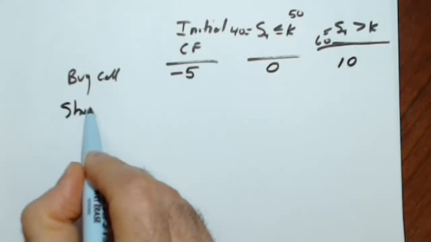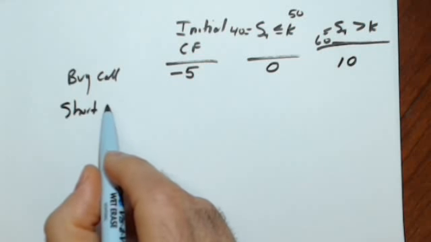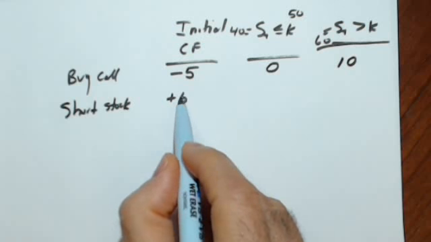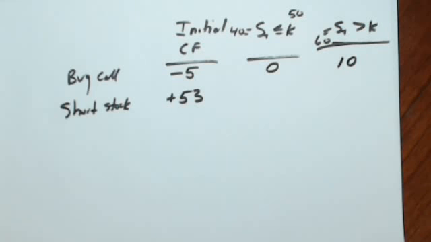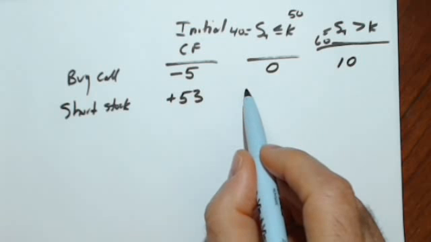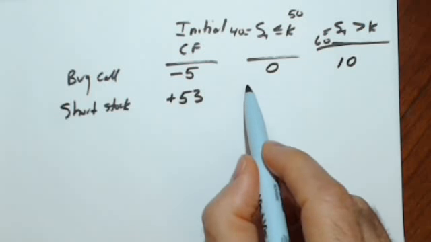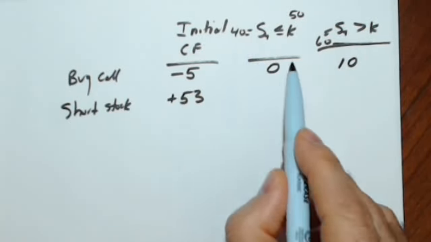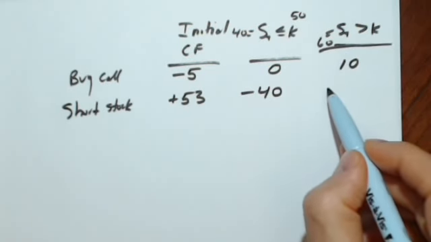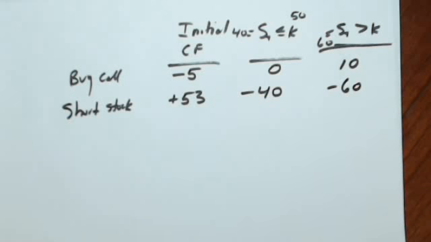We want to short the stock, in which case we gain $53 in cash flow today. We're going to have to buy the stock back at expiration, and when it's worth 40, we have to pay 40 for it. When it's worth 60, we have to pay 60 for it. So you can think of that as the payoff to the stock, not the profit, but the payoff.